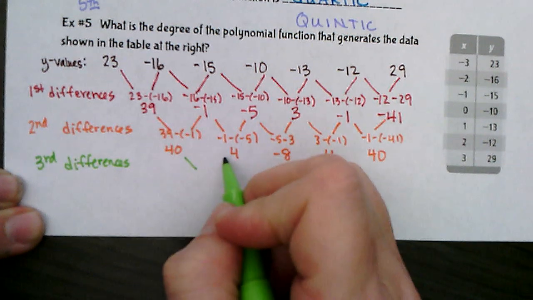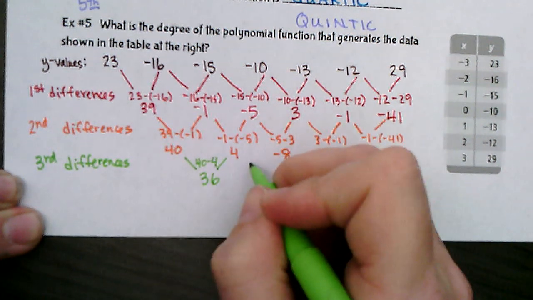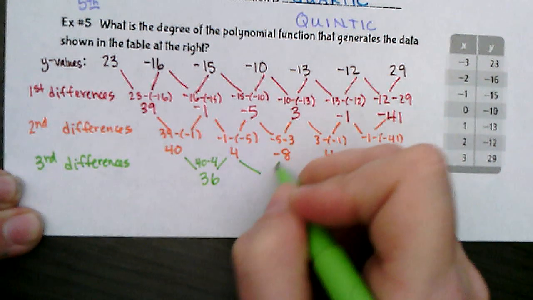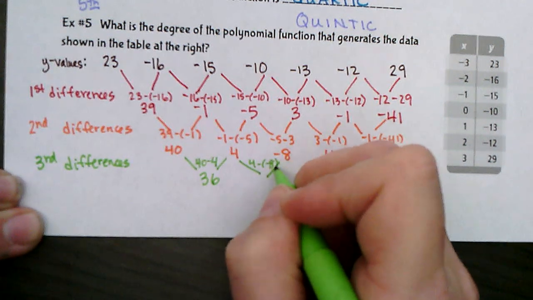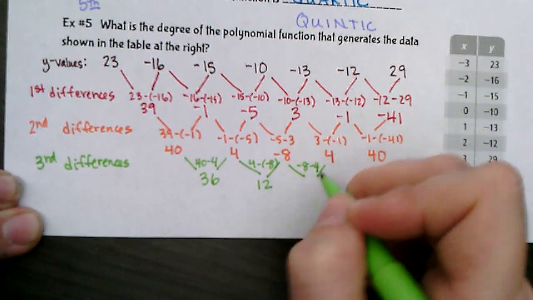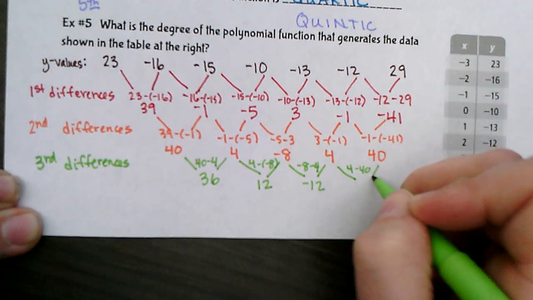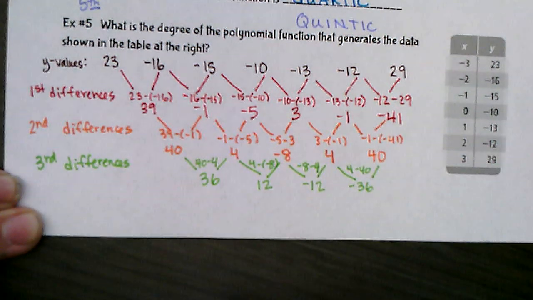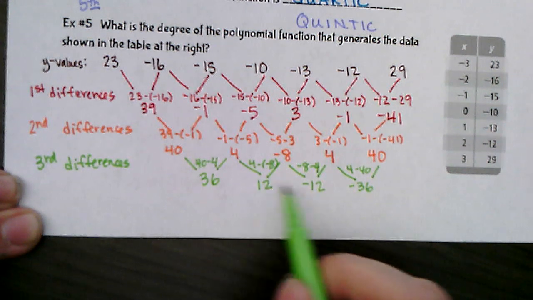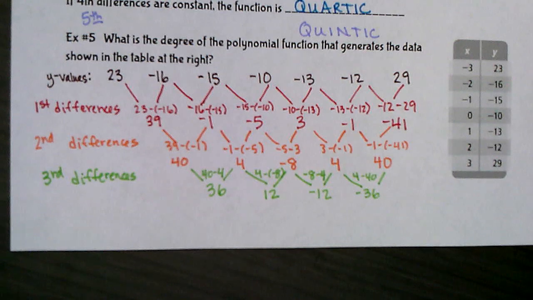And we do 40 minus 4, which is 36. And then 4 minus negative 8, which is 12. Negative 8 minus 4, negative 12. 4 minus 40, negative 36. And we look at our third differences, and they are not the same, so we go on to our fourth differences.